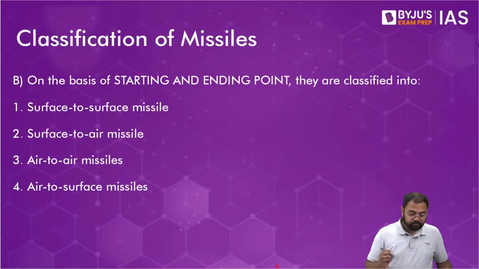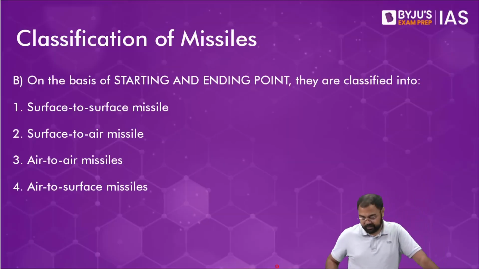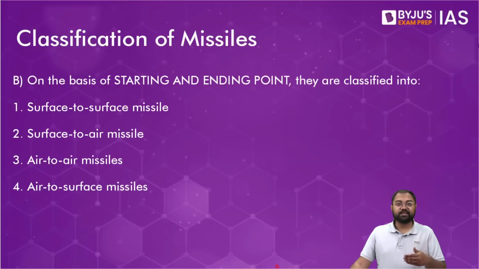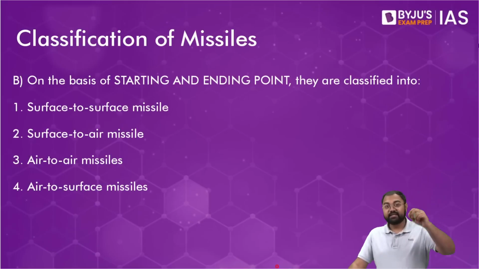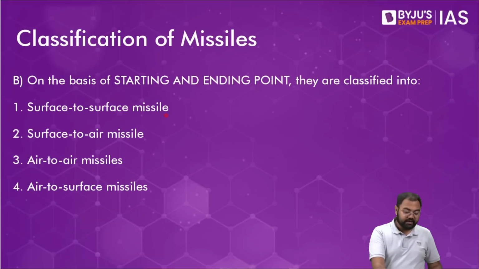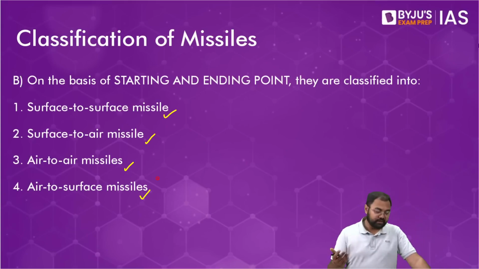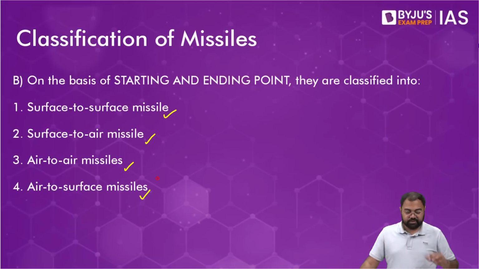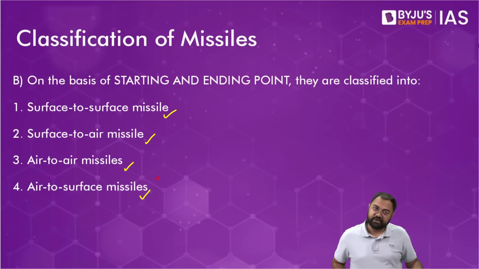Then on the basis of the start and the end point. Now this basically is whether it is starting from the surface and going in the air, in which case we'll say that it is a surface to air missile. Similarly, if it is starting from air, meaning that you are using an aircraft or a helicopter to launch the missile, we'll say that it is starting from air. And if it is going to strike something in the air, then it will be called an air to air missile. So on the basis of the start and the end point, we can have surface to surface, surface to air, air to air, or air to surface kinds of missiles. In this manner, this is how we classify the missiles.